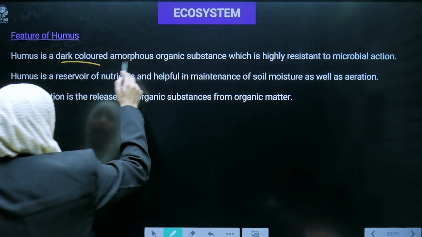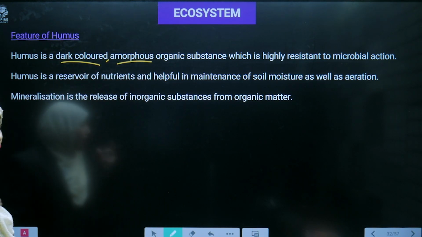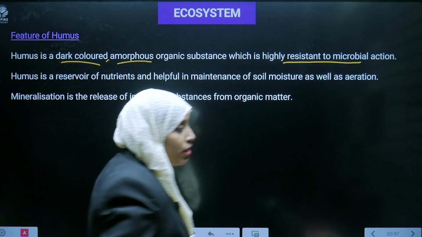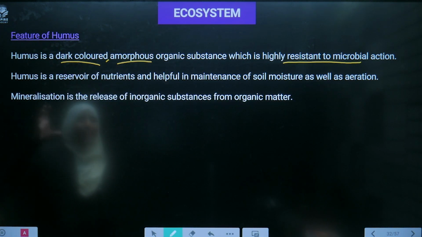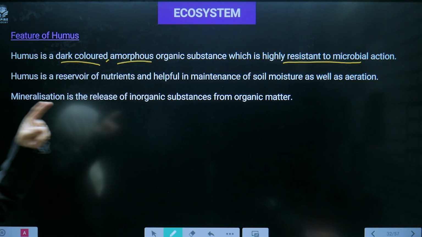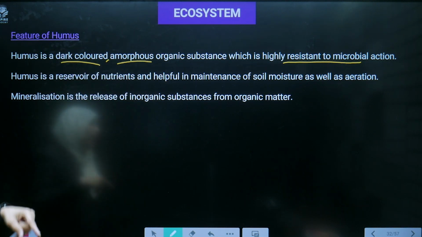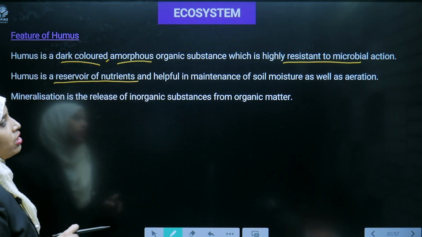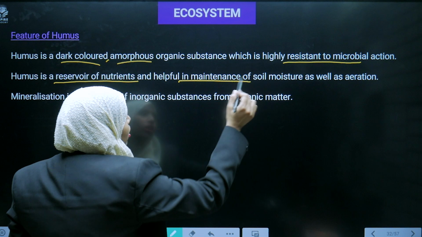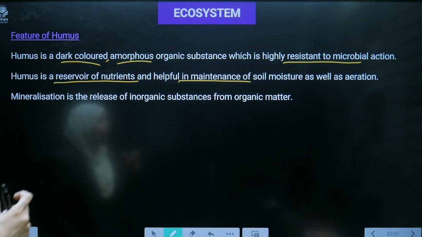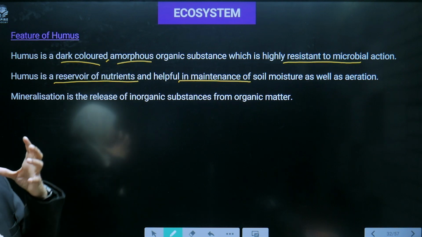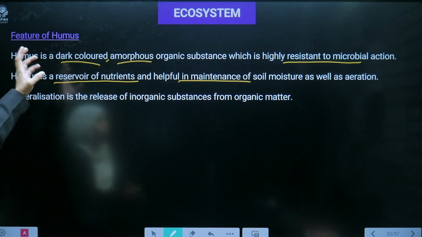Dark colored, amorphous, organic substance and highly resistant to microbial action. Microbes do not destroy them properly. Humus is a reservoir of nutrients and helps in maintenance of the moisture of the soil as well as the aeration also. The soil content is much better because of the humus.